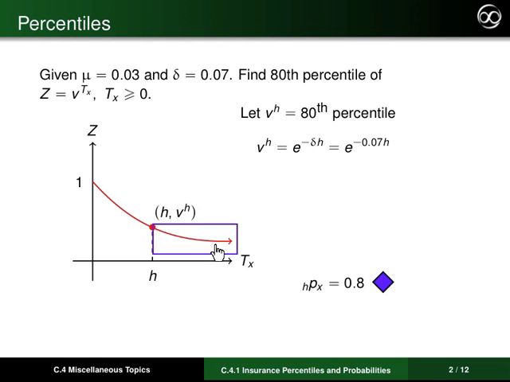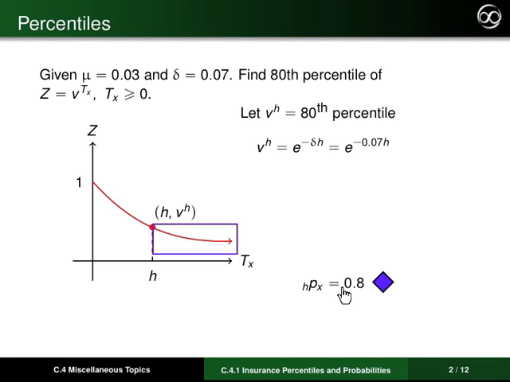So I work with less than v to the h 80% of the time, and I take on these values here, this part of the graph, only if the future lifetime is greater than h. Well, the future lifetime is greater than h, the probability of that is HPX. So HPX is equal to 0.8.